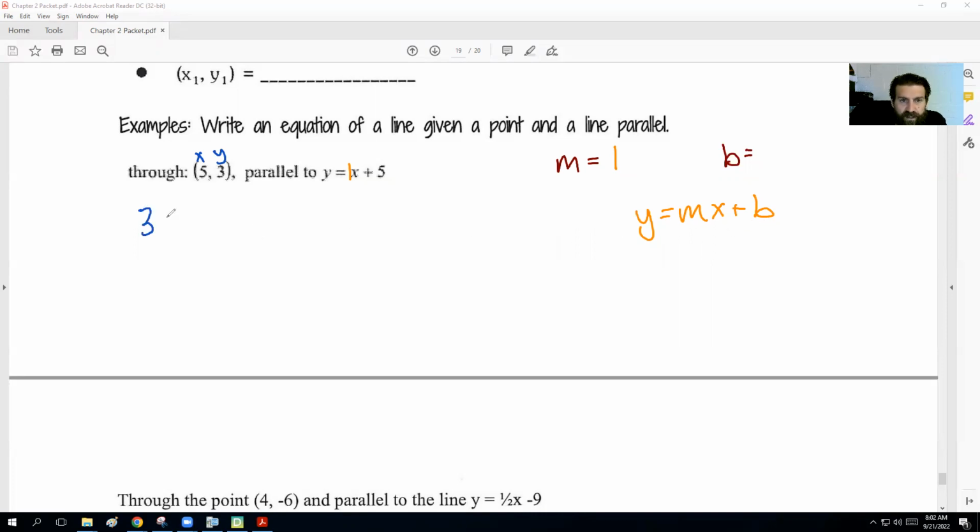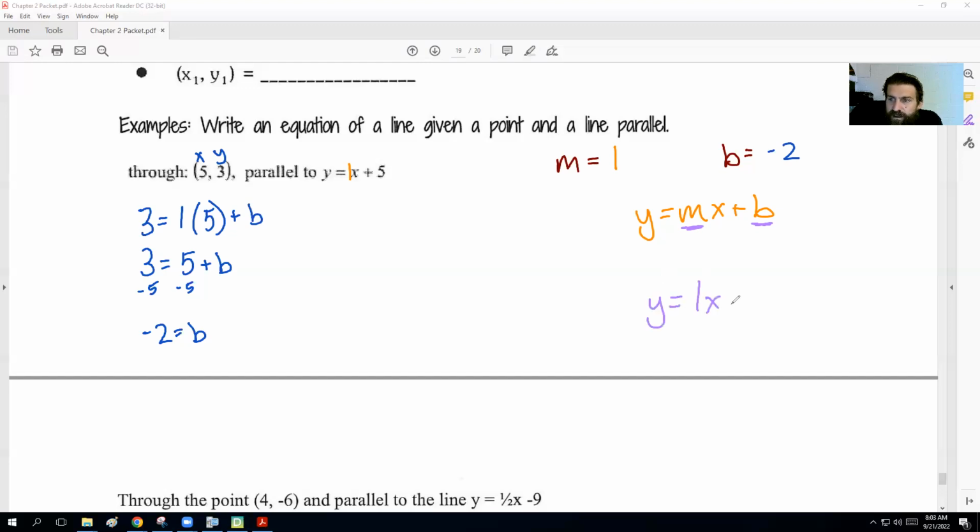So we got y is 3, m is 1, x is 5. We're going to solve for b. So 3 equals 1 times 5, which is 5. We'll subtract 5 over, and that'd be -2 equals b. So what we're going to do then, if you remember, we just plug in our m and our b into our final answer here, and we get y equals 1x plus -2, or -2. If you want to put x minus 2, that would work as well.